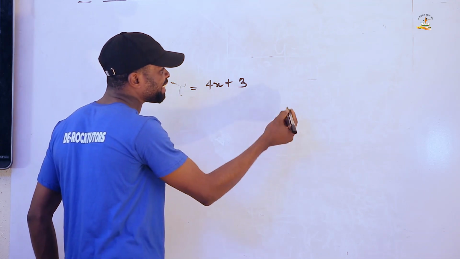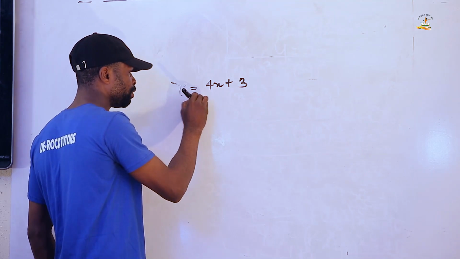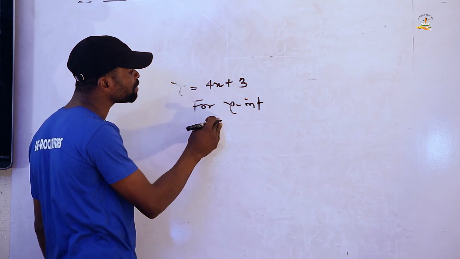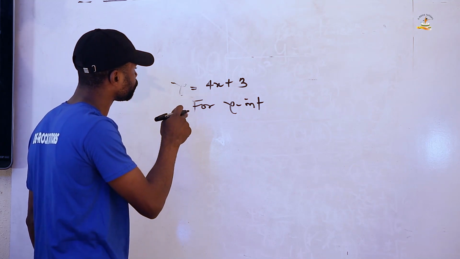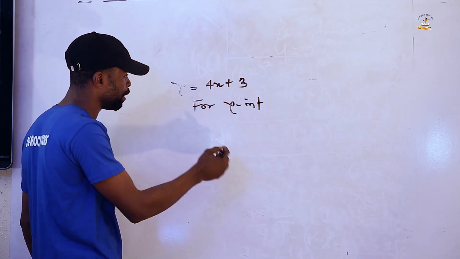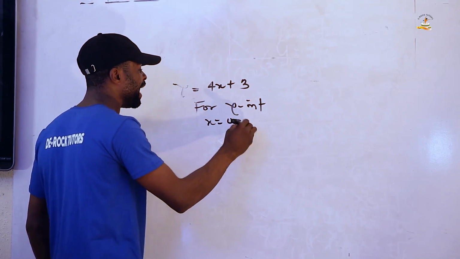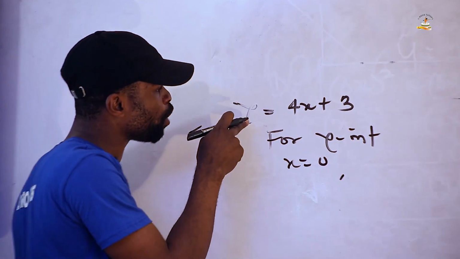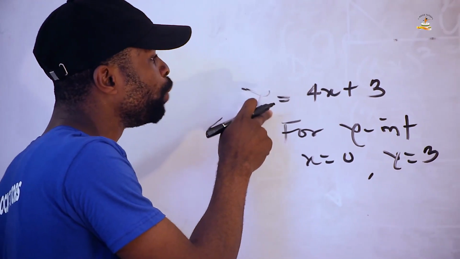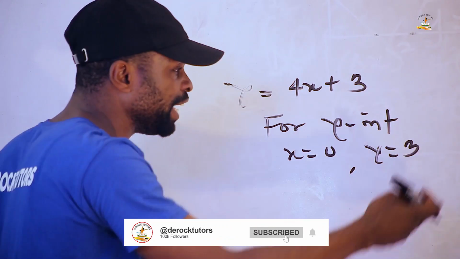Therefore, via the intercept method, to obtain the y-intercept, we put x equal to 0, then we obtain the value of y. For the y-intercept, the value of x is equal to 0, so if x is equal to 0 here, y is equal to 3, because y will be equal to 4 into 0 plus 3. And as such, you have x equal to 0, y is equal to 3.